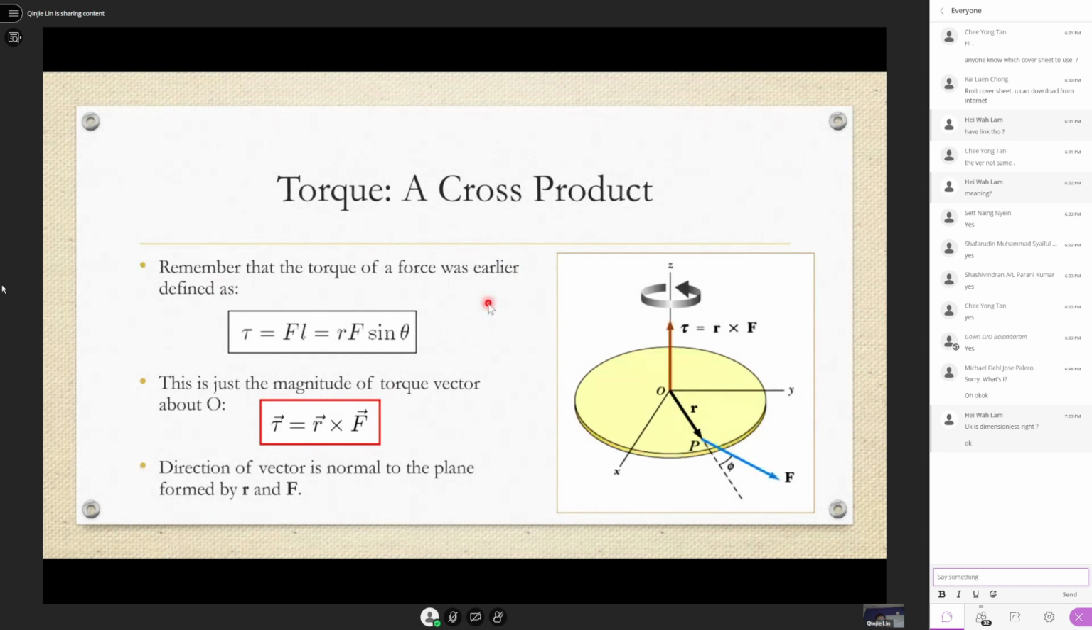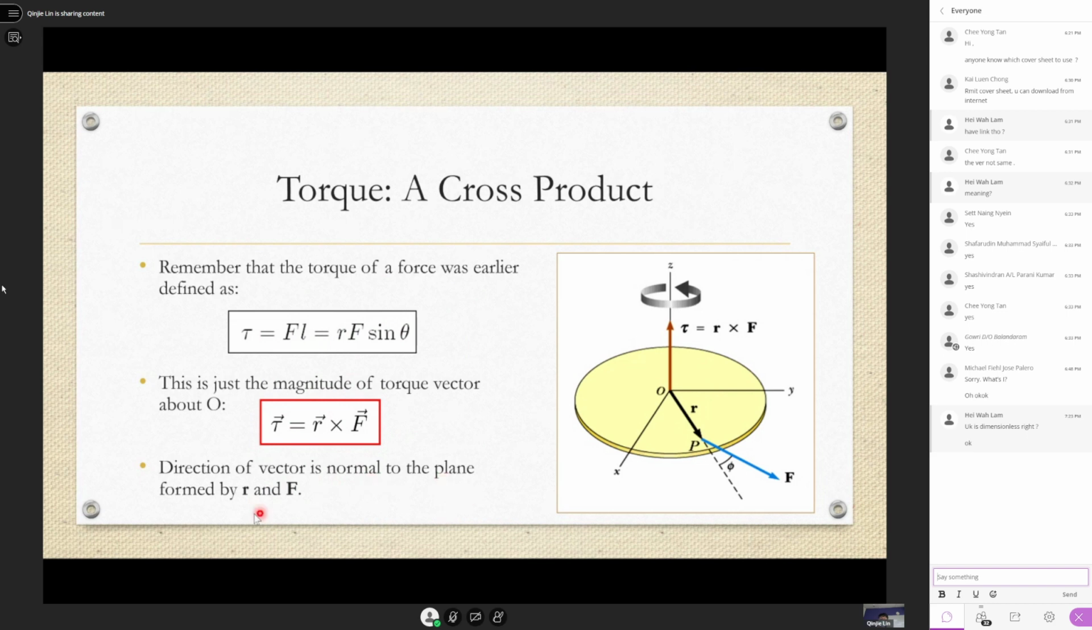So why do we study cross product? Because we need to understand cross product to understand this topic. Remember that torque of a force was earlier defined as torque equals force times length. We also just did it just now: torque equals force times your perpendicular distance. Actually, that is R F sine theta, which means torque is also just equal to R cross F. When you do R cross F, you get sine theta involved. So the definition of torque is R cross F, not F cross R.